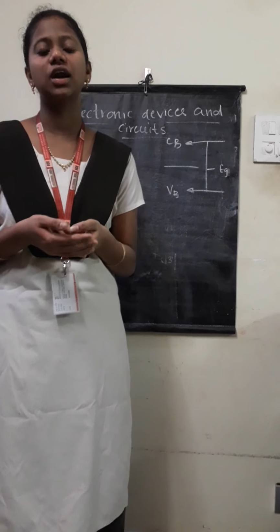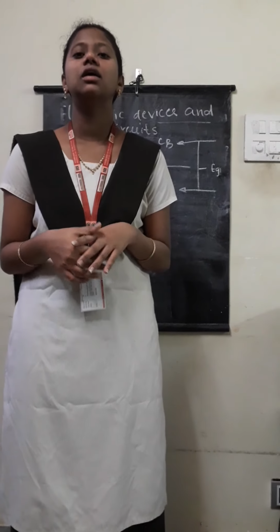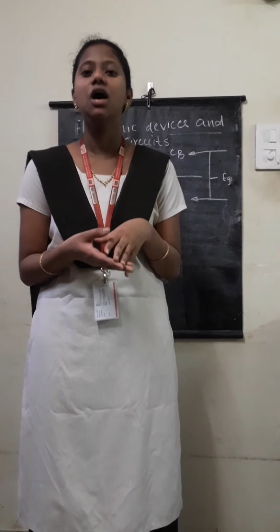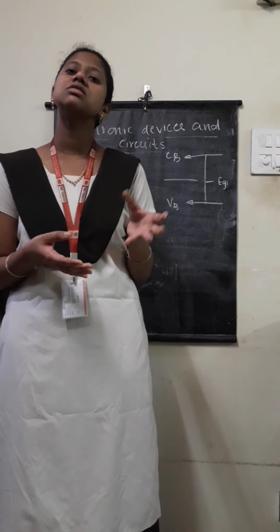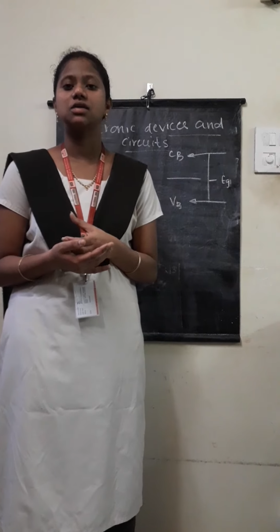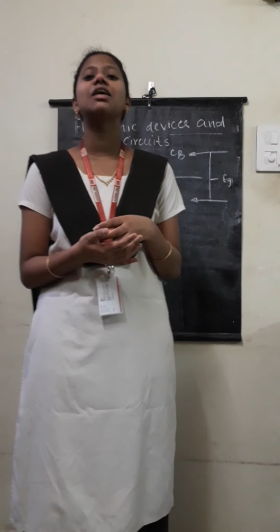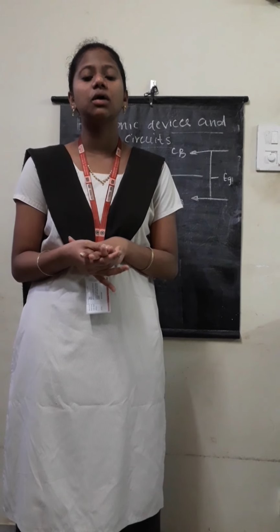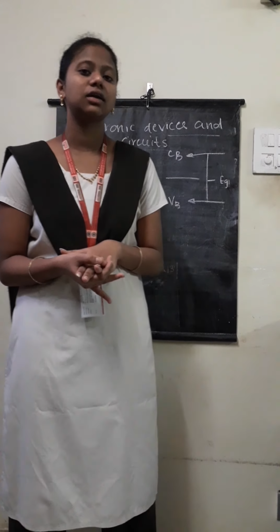And coming to p-type semiconductors, in p-type semiconductors we add trivalent impurities. It means we add gallium to the silicon, then we will get the p-type semiconductor. P-type and n-type semiconductors are electrically neutral.